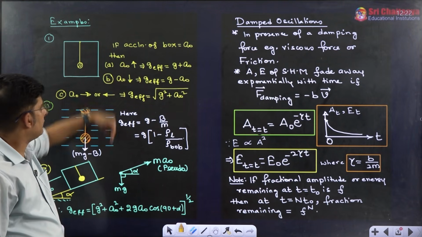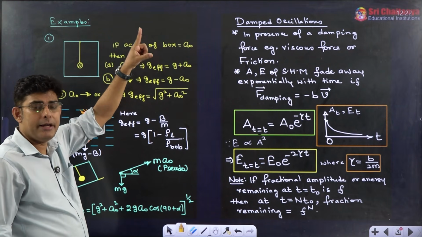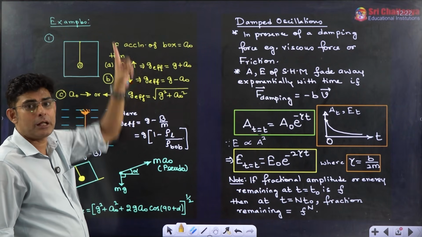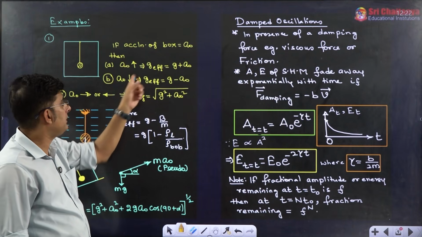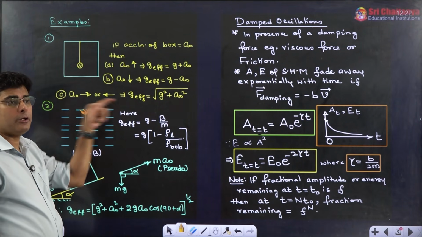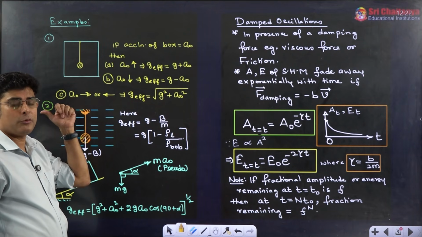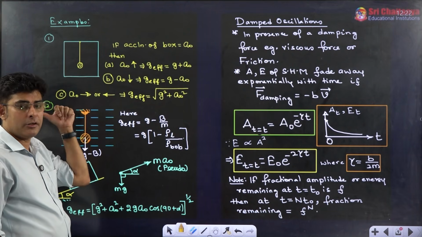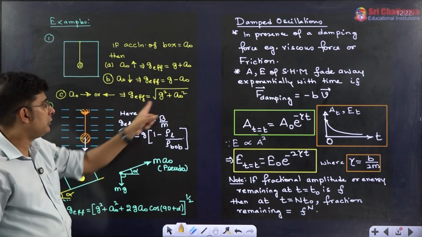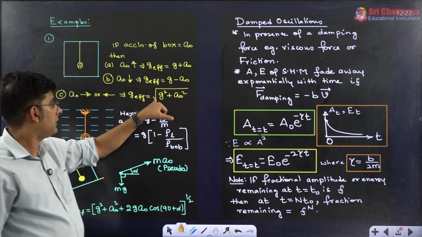If the box is accelerating downwards, pseudo force will be upwards. So pseudo force by mass will be a naught up and g is down, so g effective will be g minus a naught. If the cart is accelerating right, pseudo force will be left. So F naught by m will be a naught horizontal, and g is vertical. So when you take the vector sum, it is under root of g square plus a naught square, because one is vertical and the other is horizontal, that's it.